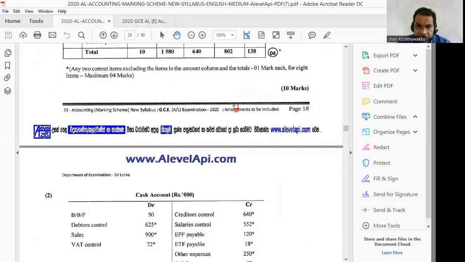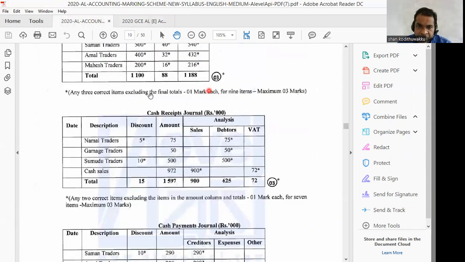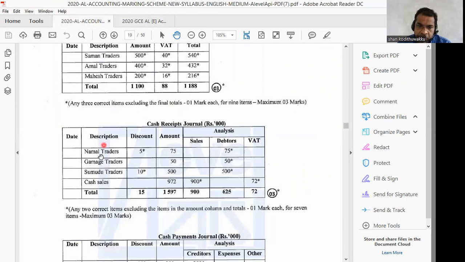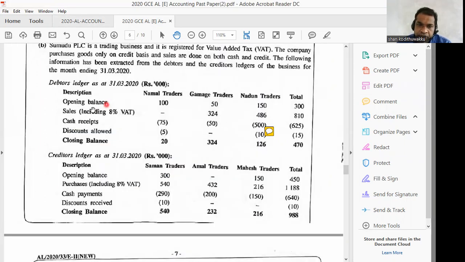Then the cash receipt journal, you can take here 625. Normal Traders, you have got 75. Gamage Traders, you have got 50. Nadun Traders, 500. Here you are given what we have received from each customer. 75 from Normal Traders, 50 from Gamage Traders, and 500 from Nadun Traders.